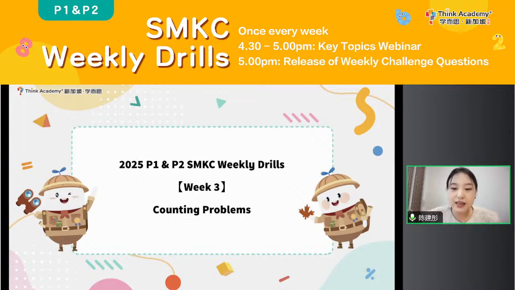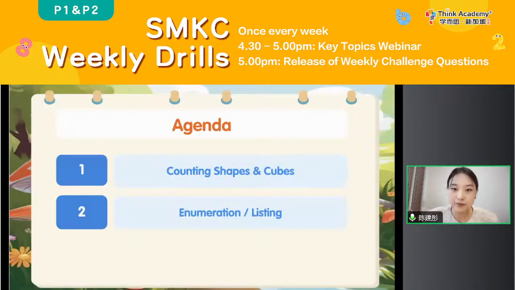Okay, so everyone, we can see. Firstly, we will learn counting shapes and the cubes together. Then we will learn enumeration. Someone may ask, this word is so long, I don't know what is the meaning. Or you can also remember it as listing method. That is, for example, if we have some cars, how can we list according to the question? Okay, so everyone, let's start.